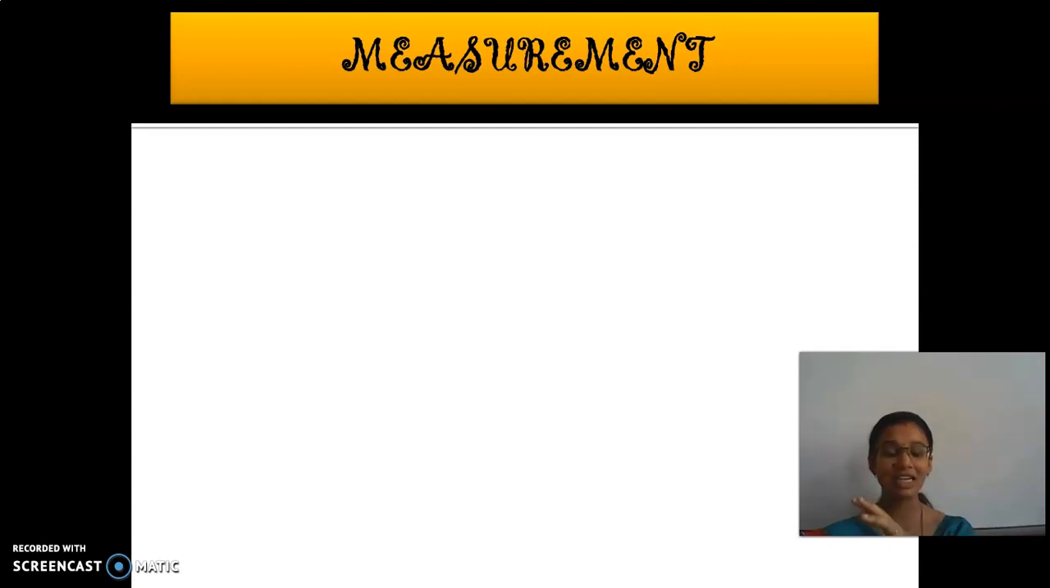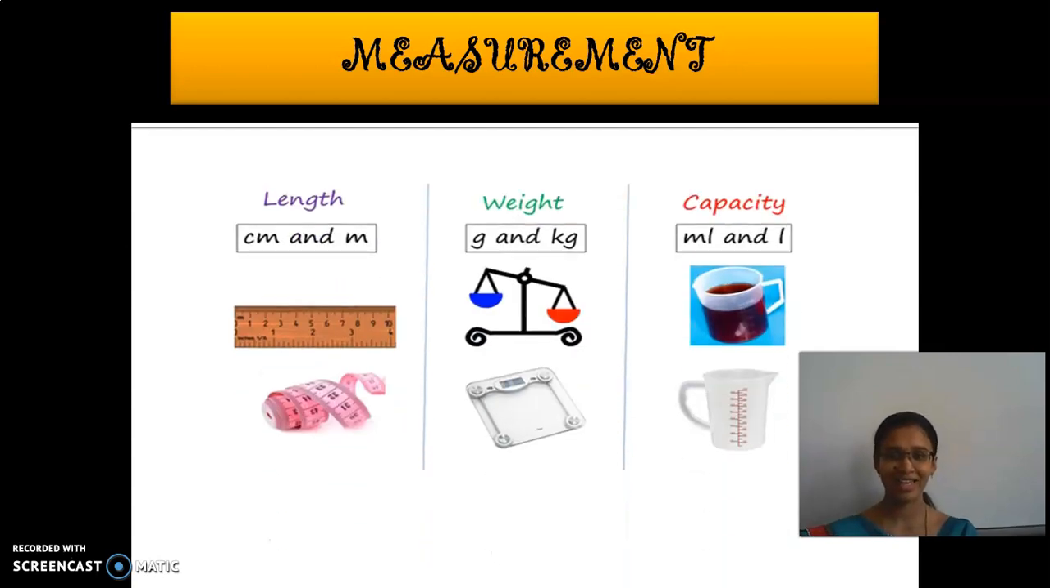So there are certain units for measuring everything. So how will you measure heat? For measuring length we use centimeter and meter. For measuring weight we use gram and kilogram. And for liquid we use milliliter and liter.